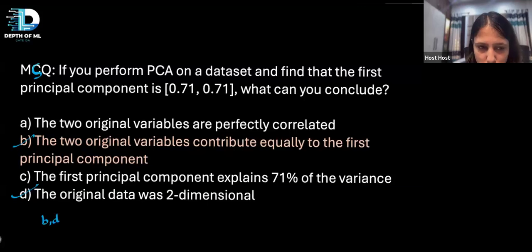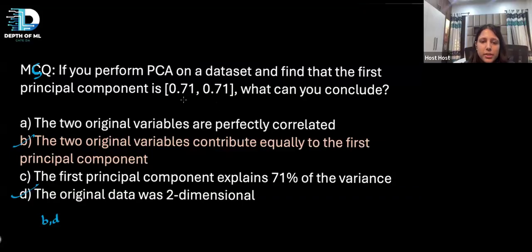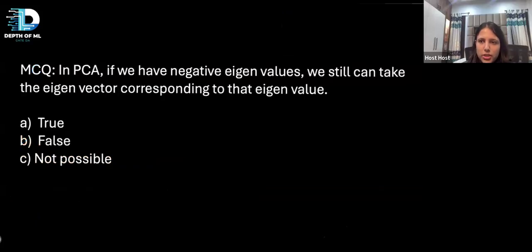Yeah, Harshit, the doubt. In this question, we have two principal components. So by using just the principal components, can we tell that it is two-dimensional data? No. This is the eigenvector, this is the first principal component, and this is the value of that principal component. So PC1 is equal to 0.71, 0.71. We have said nothing about the number of principal components here. Okay, makes sense? Fine.